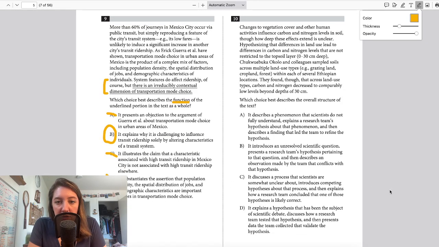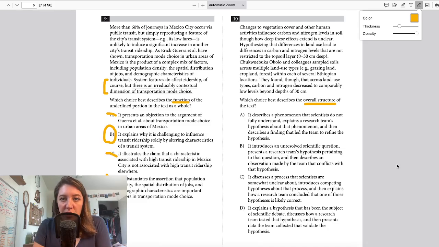Okay, number 10, overall structure of the text it wants us to find. So this is another one where we're going to have to read the whole thing. And this is also another one where you are expected to have some level of working literacy about what a paragraph looks like. What makes a paragraph function? Okay?